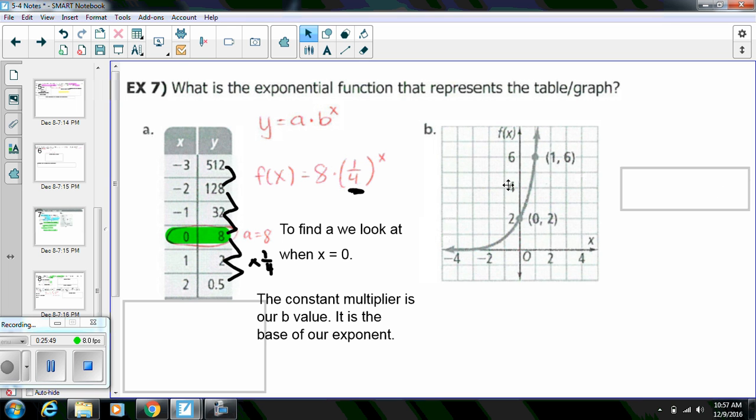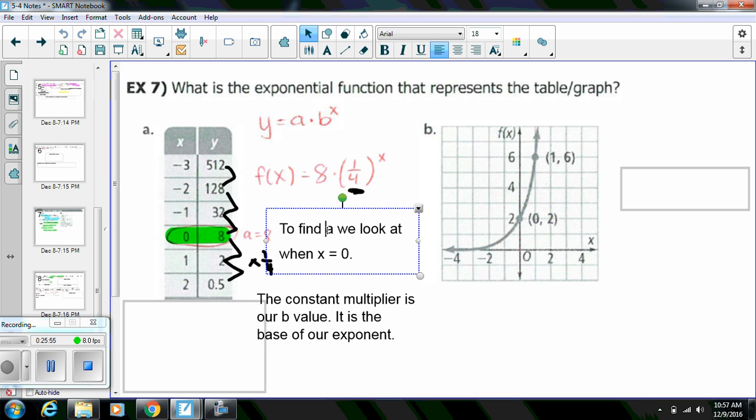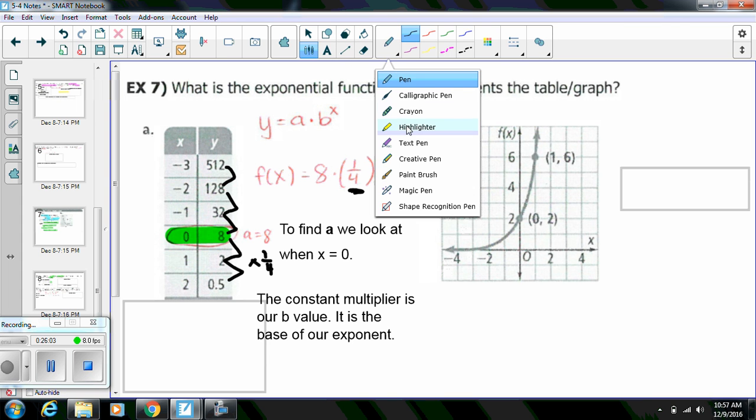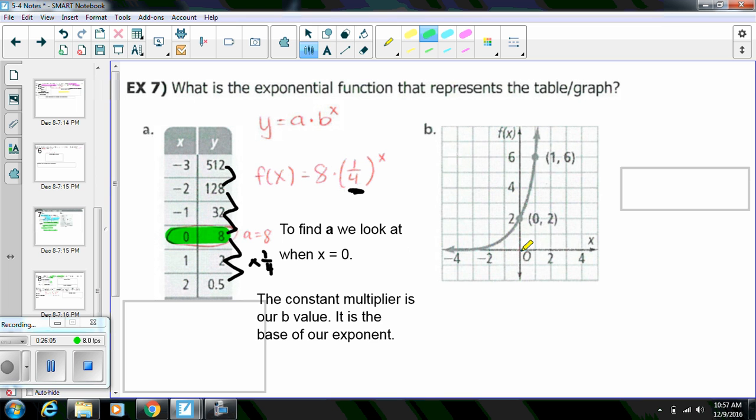Now let's look at our graph. Where is it to find the a value here that we were talking about? We need to look when x is 0. So I'm going to go to the graph and I'm going to find the point when x is 0. So x is 0 here. Here's my ordered pair. All right, so when x is 0, we have a 2. So my a value, my starting point in this case, is 2.